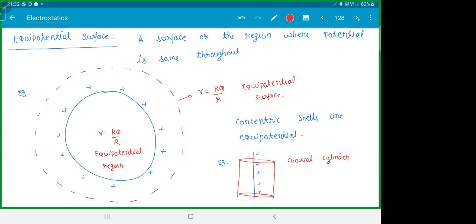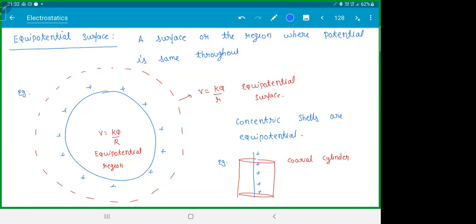One more example. Equilateral triangle. Where will the equipotential be in it? Center. But that is only a point. We need a surface.